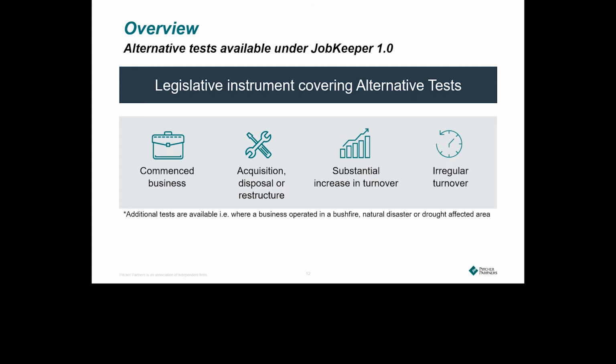And finally, there was an irregular turnover test, which essentially looked at the quarters in the last 12 months and had a look at whether you had an irregular period. And if you did have a very large irregular period, then essentially it allowed you to smooth out your turnover and use that as a comparison. So the Commissioner had provided 4 alternatives in the old JobKeeper provisions.